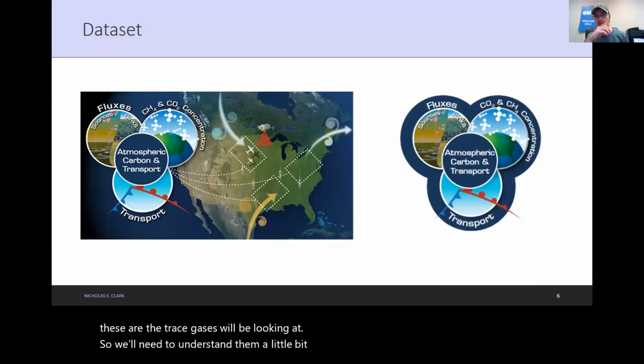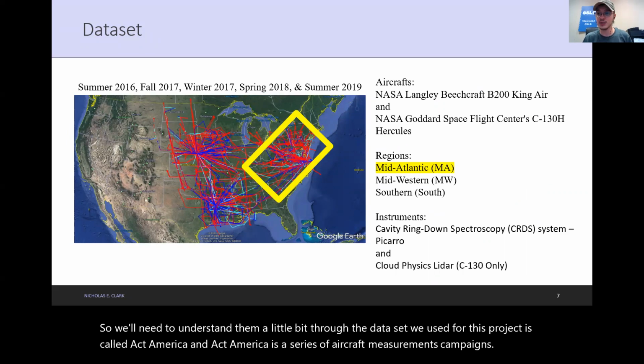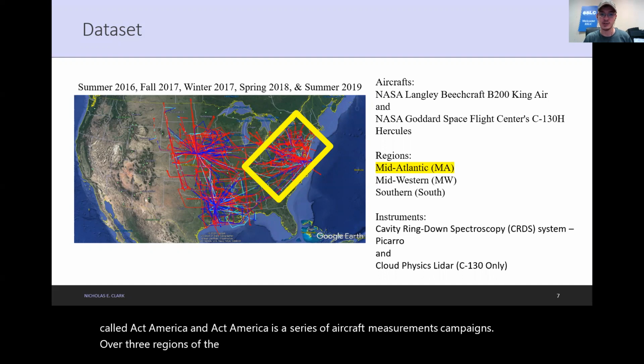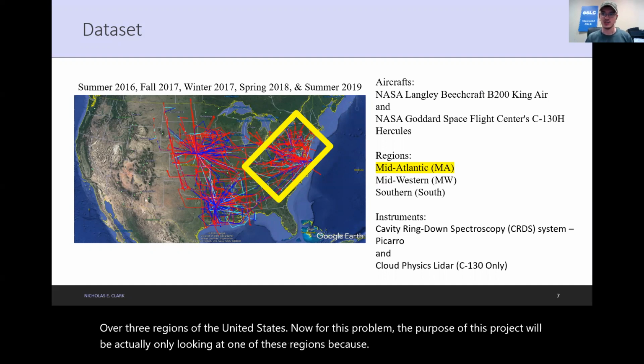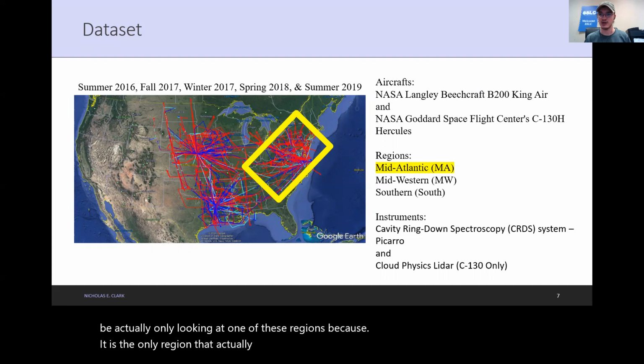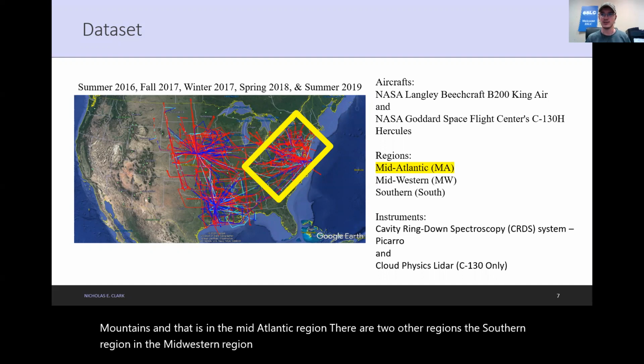The data set we used for this project is called ACT America. ACT America is a series of aircraft measurement campaigns over 3 regions of the United States. Now, for the purpose of this project we will only be looking at one of these regions because it is the only region that actually contains a mountain, the Appalachian Mountains, and that is in the Mid-Atlantic region. There are 2 other regions, the Southern region and the Midwestern region, which take place over more or less flat terrain.